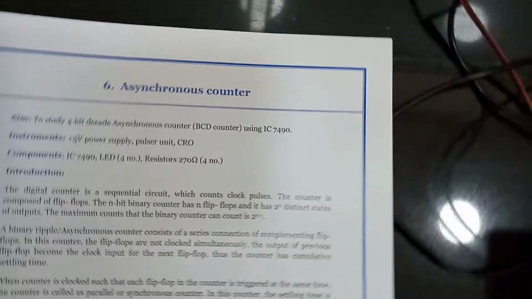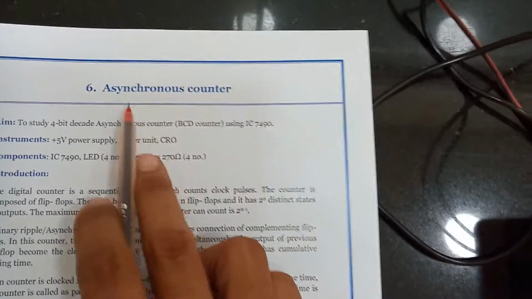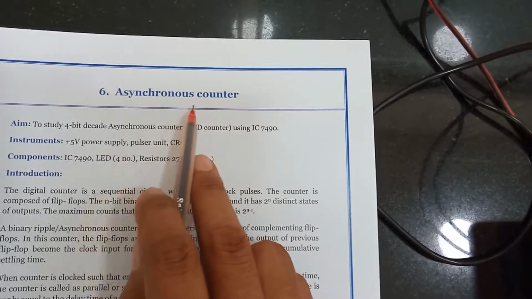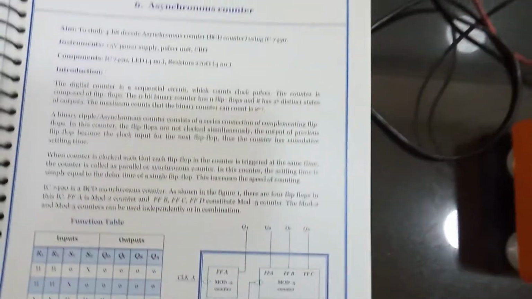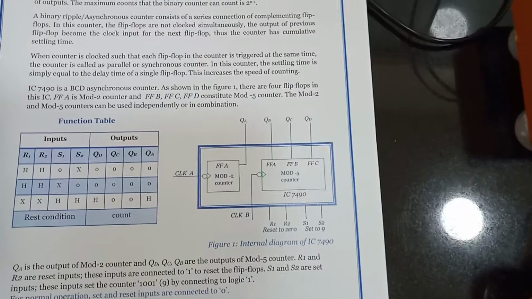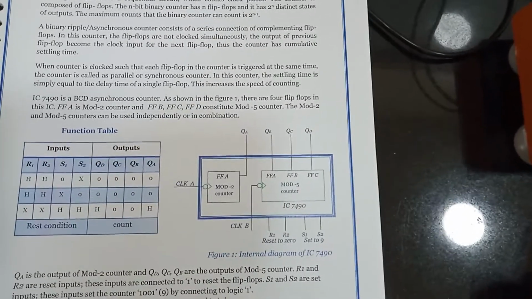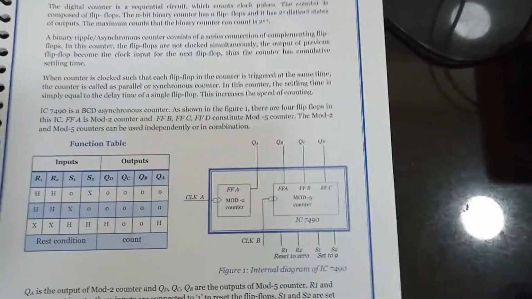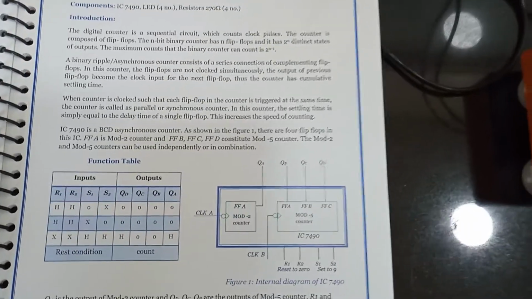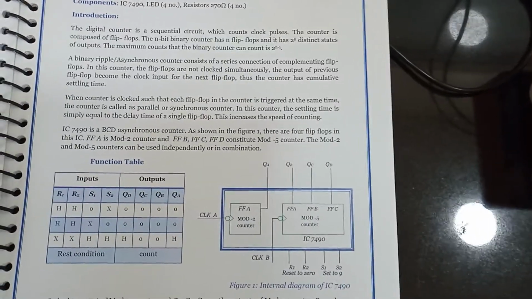So before moving ahead, let us understand the word asynchronous counter. There are two types of counters, that is synchronous counter and asynchronous counter. Now what is the difference between synchronous counter and asynchronous counter? That is the most important thing.